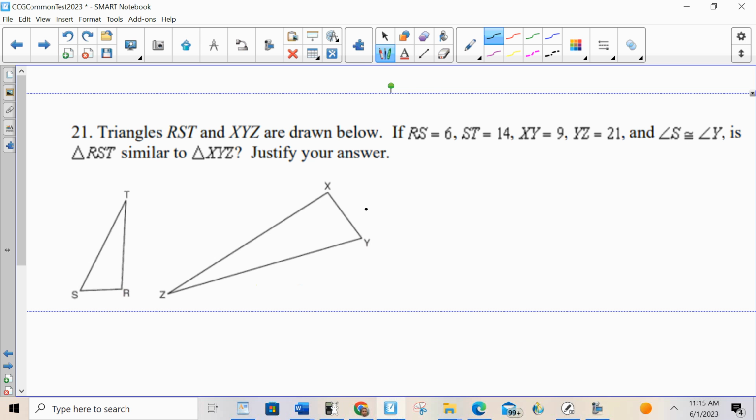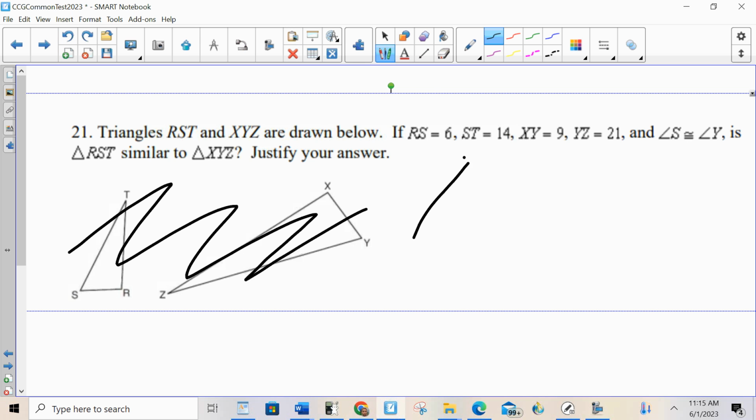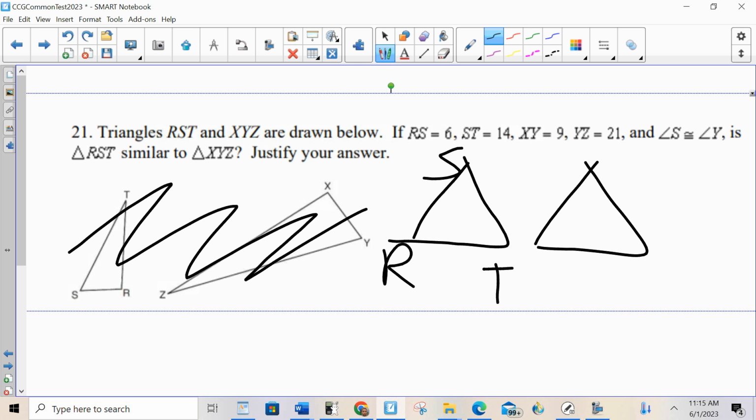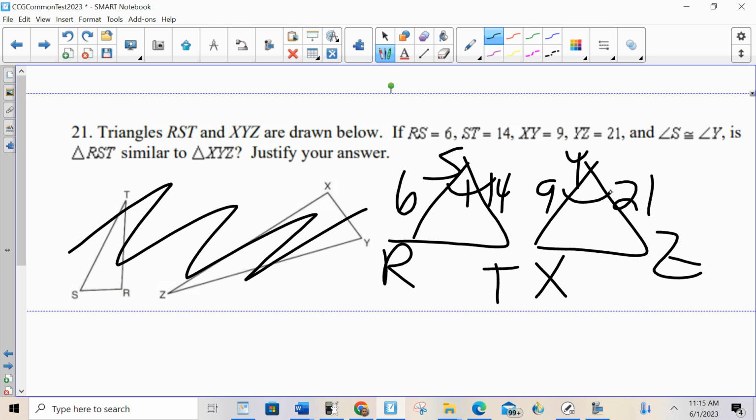More bad pictures. Draw your own. RST, XYZ. RS is 6, ST is 14, XY is 9, YZ is 21, angle S is congruent to angle Y.